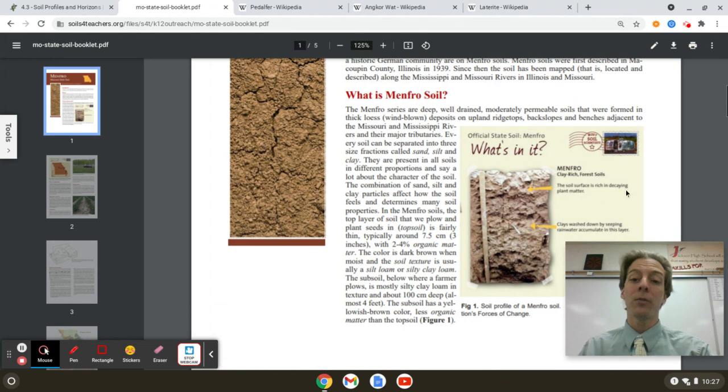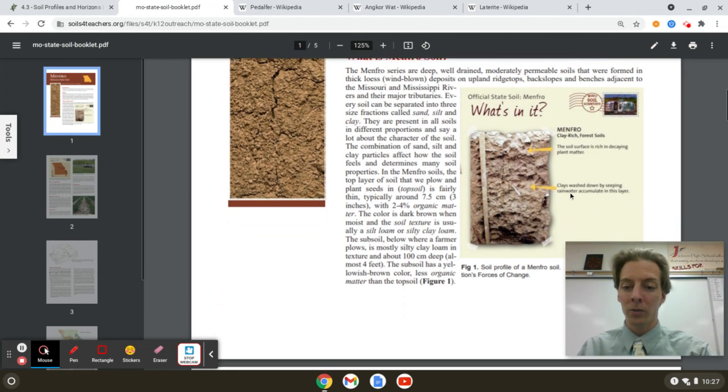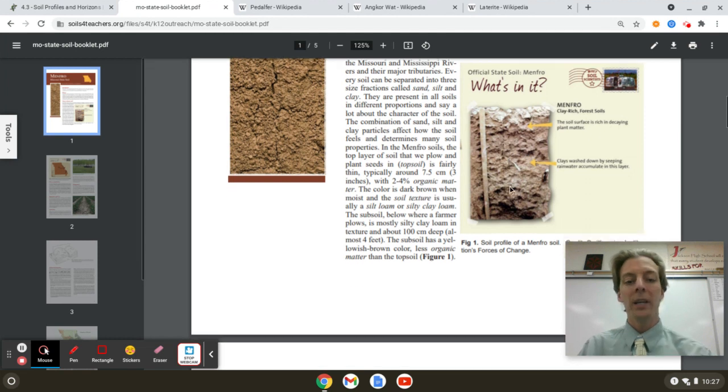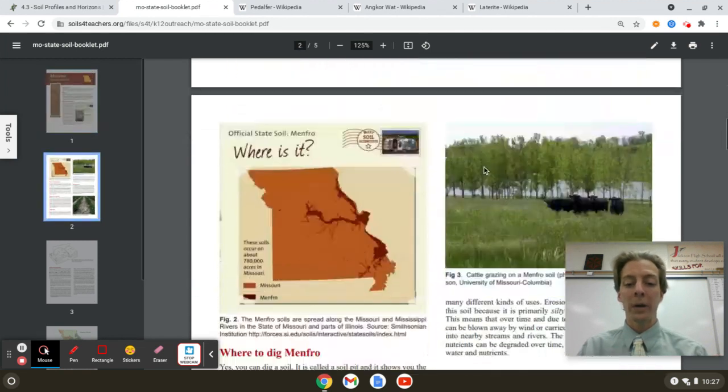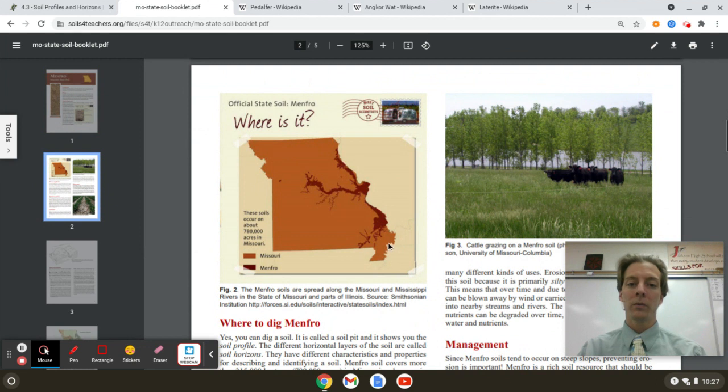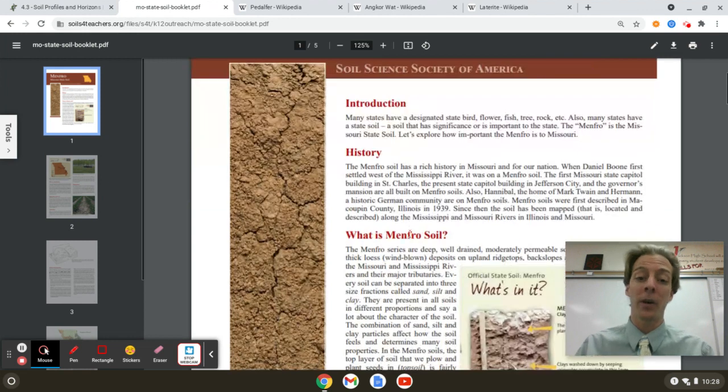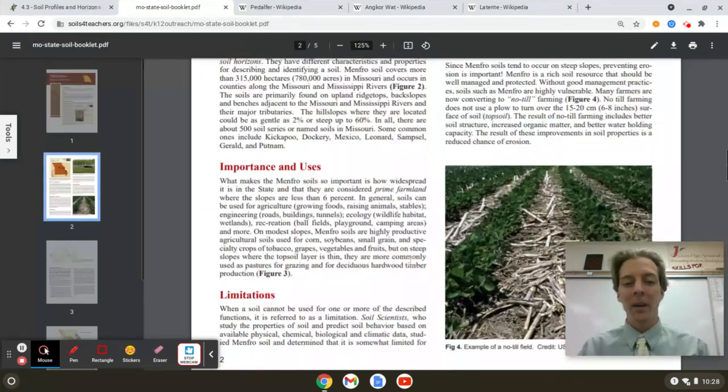Clay-rich forest soils. You've got all sorts of washdown, seeping rainwater. It accumulates. Where is it at? Ooh. It says Mississippi River. That says Missouri River. And then there's that ridge there that separates southeast Missouri and the flat plains that go out to the Delta, all the way down to Louisiana, and the Ozarks here. And you can see that. This red is Menfro soil. So even though it doesn't cover most of the state, it's still a defining soil of the state.